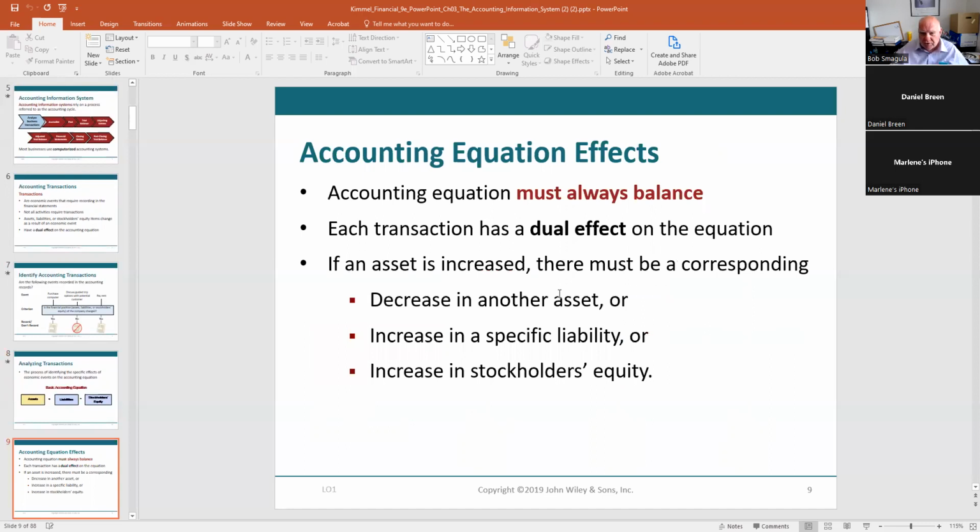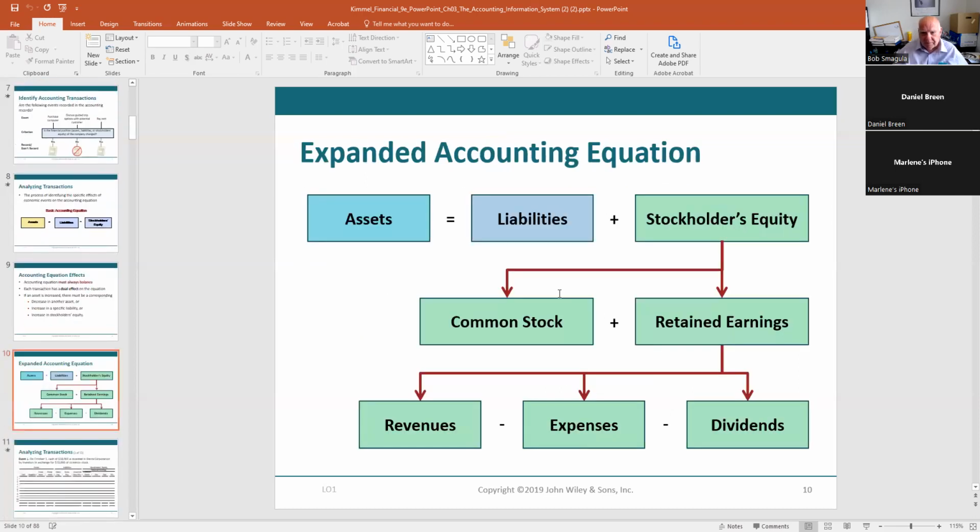The accounting equation must always balance, dual effect. You're going to affect an asset and a liability, or an asset and an equity, or two assets, etc. If an asset increased, then there's got to be a decrease in another asset or an increase on the liability or equity side. But let's not worry about that.